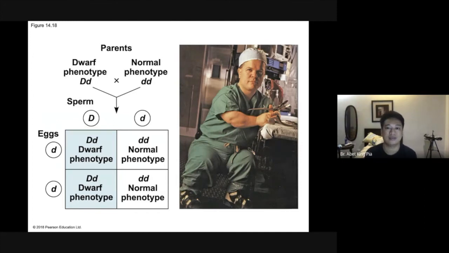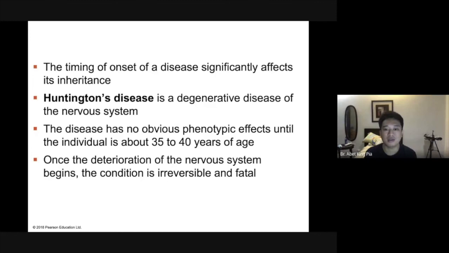So that's it. So Huntington's disease, ayan, marami tayong mga degenerative disease na caused by a dominant allele or dominant gene. So no obvious effect ang Huntington except if an individual, once you reach the age of 35 to 40, doon na siya magsa-start in disintegration of the nervous system or deterioration of the nervous system.